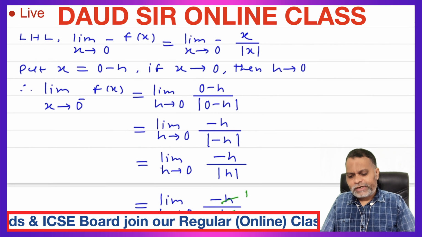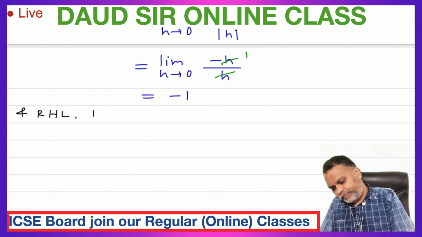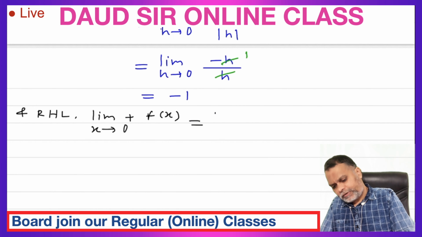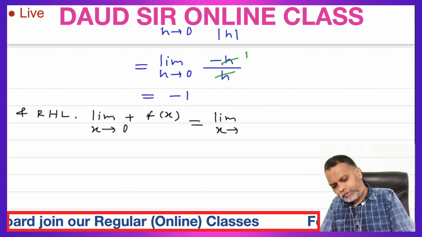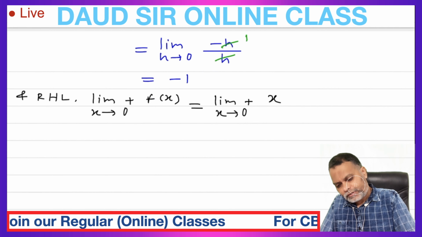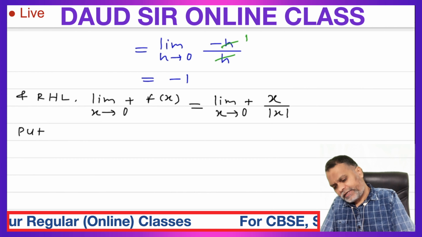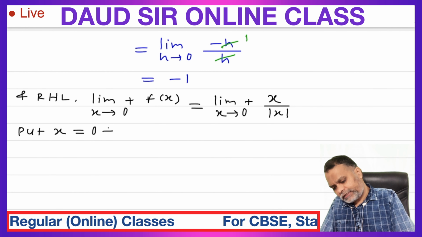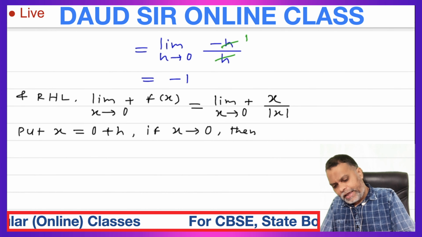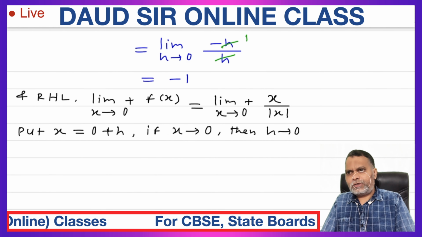Now for the same function, calculate the right hand limit. Limit x tends to 0 plus f of x is equal to limit x tends to 0 plus, the function is x upon mod of x. So for the right hand limit we have to put a plus h. Here a is equal to 0, so put x is equal to 0 plus h. Change: if x tends to 0, then h tends to 0. How? Just 0 plus h tends to 0, that is h tends to 0.